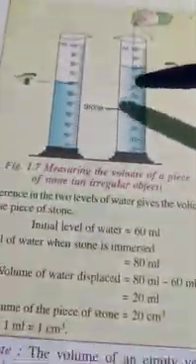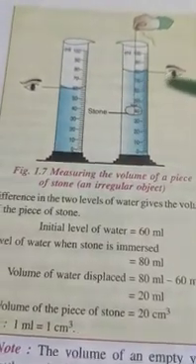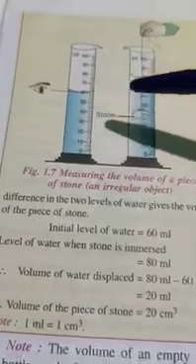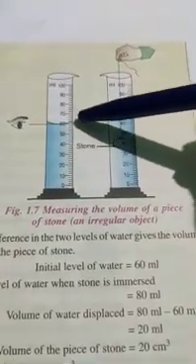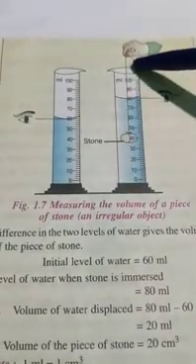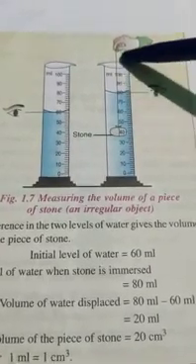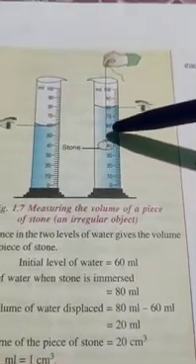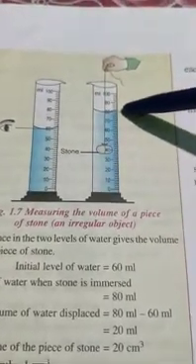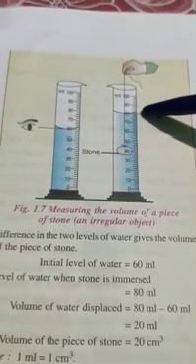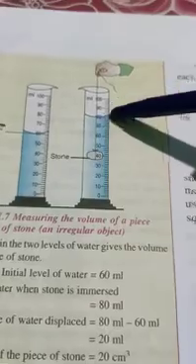Now measuring the volume of an irregular body. How will you measure the volume of an irregular body, children? First of all, just see here, measuring the volume of a piece of stone, that is an irregular object. You have to measure the volume of a stone. First of all, you take the water level up to 60 ml. When you put the stone tied with a string inside the beaker, you will notice that it will raise the level of water. First it is 60, then how much will it become? Definitely it will go up, it will become 80 ml.